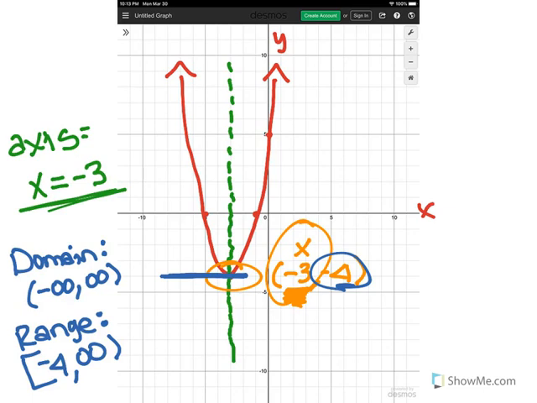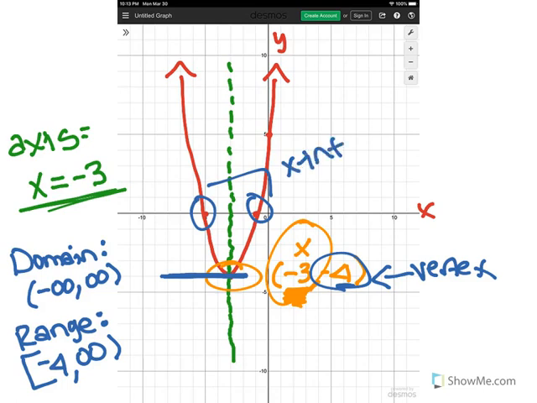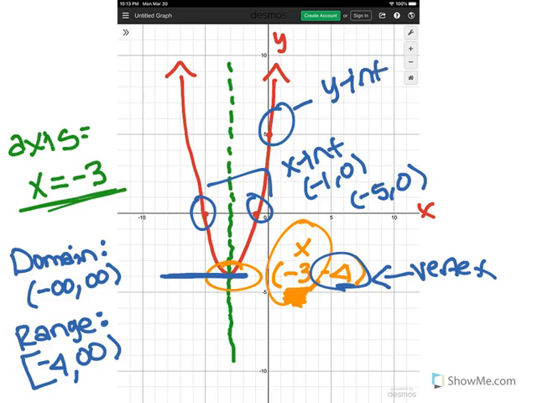So all that I've given you here on this very first problem, it seems like a lot, but you had to tell me what the vertex was. And we know that it's (-3, -4). You told me that the x-intercepts cross at (-1, 0) and (-5, 0). And our y-intercept crosses the y-axis at (0, 5). And that's what I'm looking for.